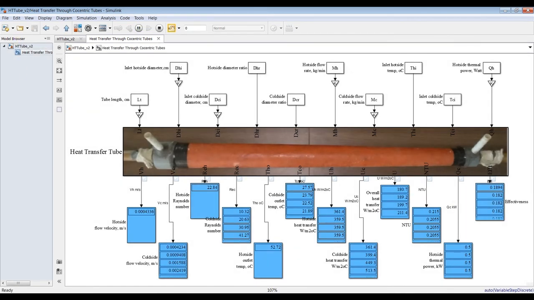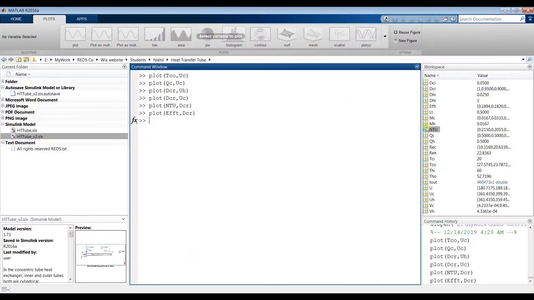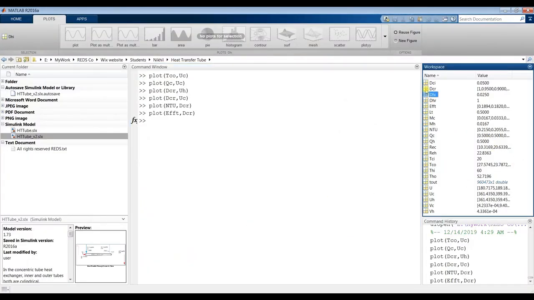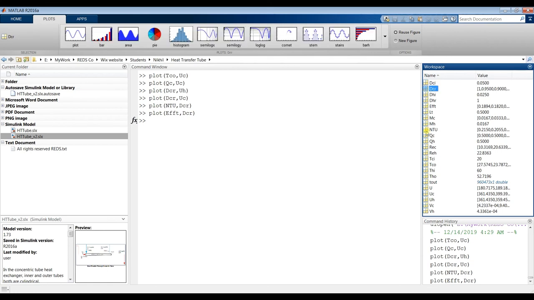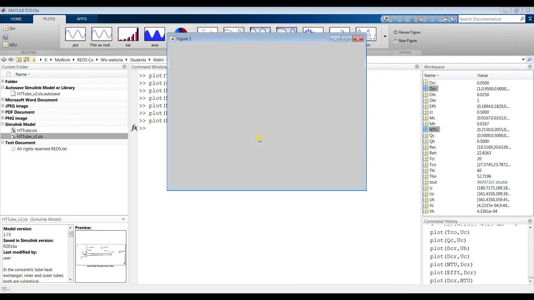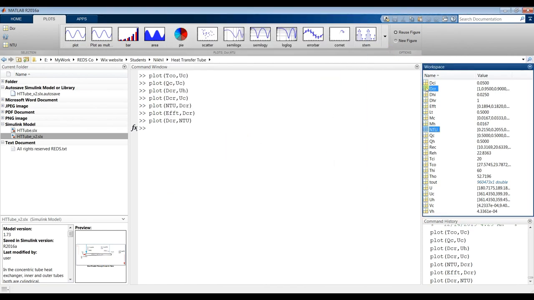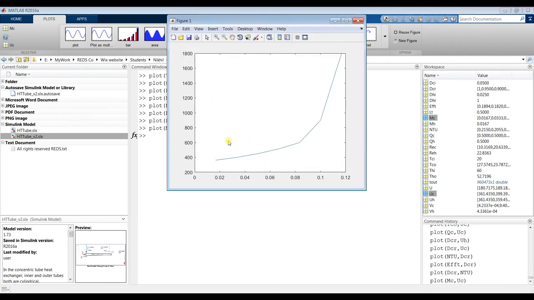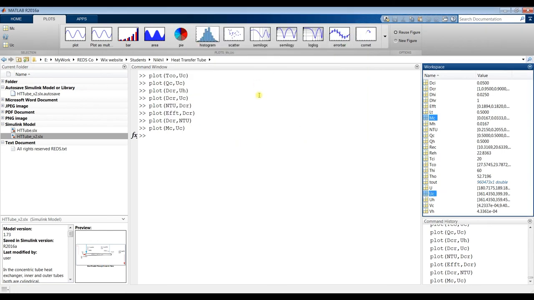Okay, you can go here and redraw your results again. A diameter ratio versus number of transfer units and see. Okay, or we can use cooling mass flow rate versus cooling heat transfer coefficient, or cold side heat transfer coefficient. This is the effect of mass flow rate over the heat transfer coefficient through this pipe. You can change your tube length and discover the effect of your length on your results. You have a wide range of operating conditions. You can extract your results, and so on.